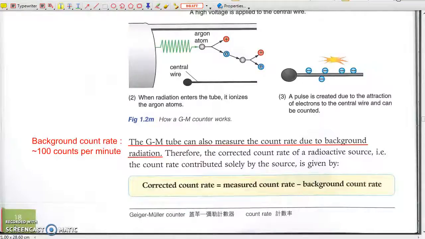To begin with, a GM counter is used to measure the background count rate. In Hong Kong, the background count rate is about 100 counts per minute. Then, the count rate of a radioactive source can be measured by: corrected count rate equals the measured count rate minus the background count rate.